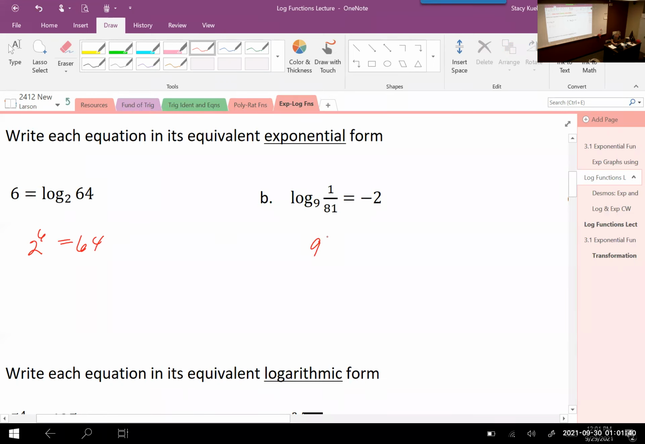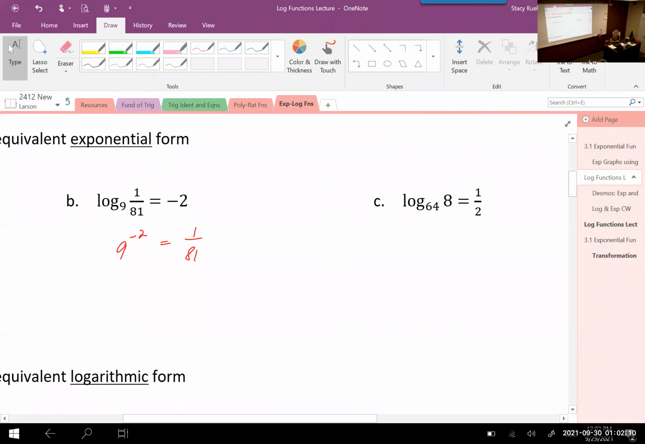Base 9 raised to the negative 2 power equals 1 over 81. I'm just going too far. We'll just leave it like that. Practice with that part. You all agree with that? Yep. Okay, because I could rewrite 9 to the negative 2 power as 1 over 9 squared, couldn't I, using the negative exponent rule? And 1 over 9 squared would be 1 over 81.